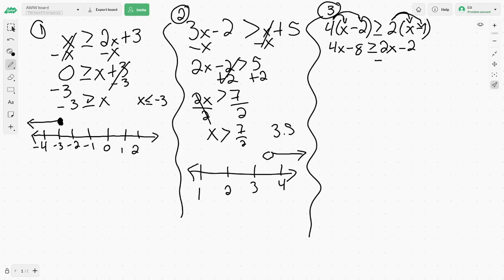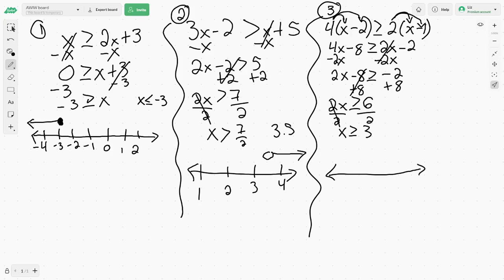So now I'm going to subtract the 2x because remember I'm moving over the smaller number to try to keep everything positive. So I have 2x minus 8 is greater than or equal to negative 2. I'm going to add my 8. Since it's being subtracted, I need to add it to do the opposite. Greater than or equal to 6. And lastly, I need to divide out that 2. x is greater than or equal to 3.